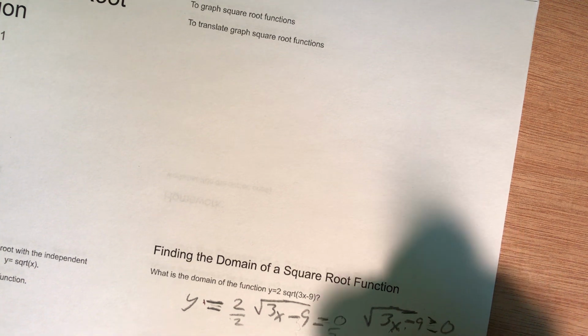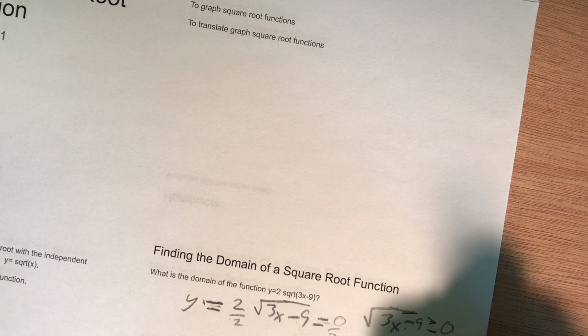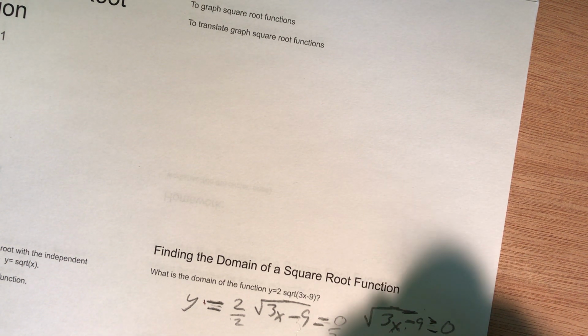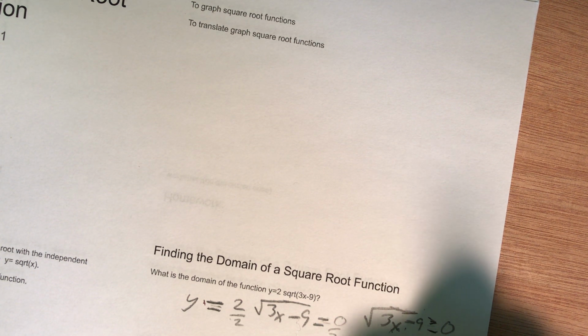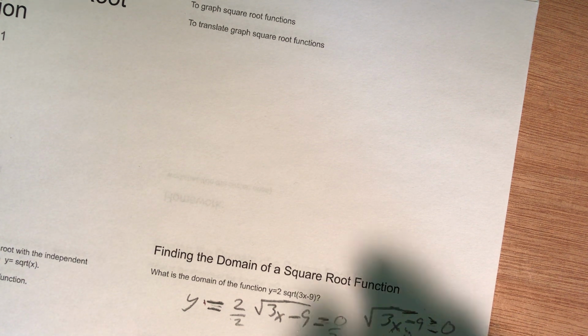You'd square both sides, so you'd end up with 3x minus 9 is greater than or equal to 0. Add 9, add 9. You end up with 3x is greater than or equal to 9. Divide by 3, divide by 3. You get x is greater than or equal to 3. And that would be your domain for this. Nothing can be smaller than that, because then the radicand becomes negative.